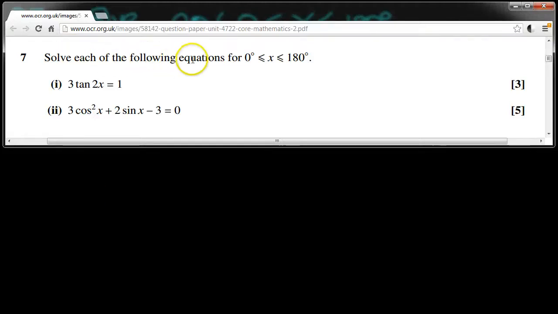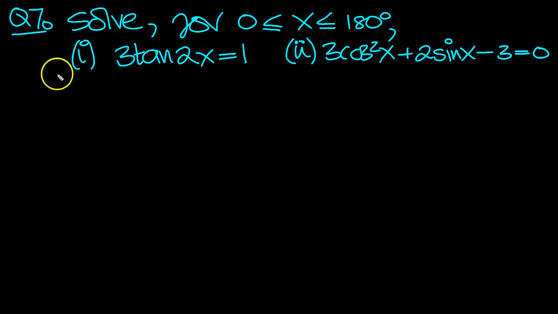Solve each of the following equations for x between 0 and 180. 3 tan 2x equals 1, and 3 cos squared x plus 2 sin x minus 3 equals 0. So I've got the problem here. So the first one then, let's have a look at that.